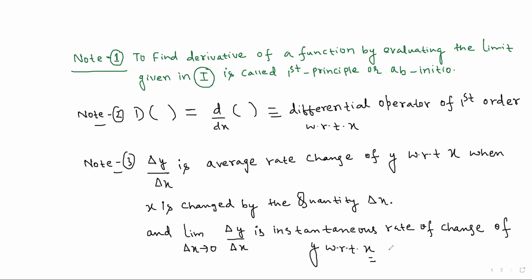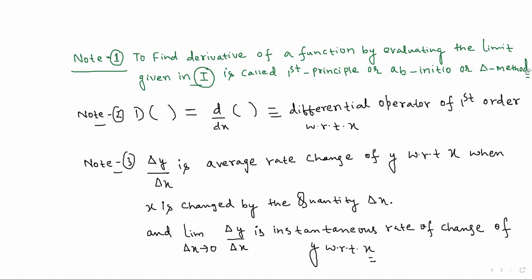Any doubt here? That is the fundamental observation about differentiation. This is point number two. Point number one is that to find the derivative of a function by evaluating the limit given in note number one is called first principle or ab initio, or you can also say delta method. This is also called delta method.